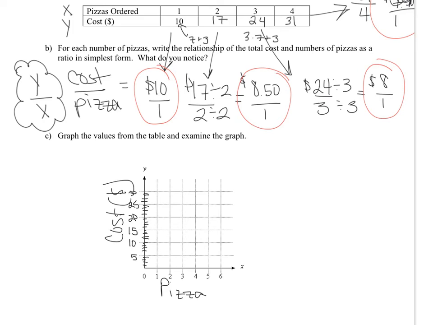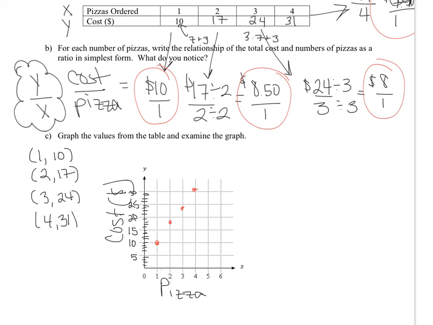Okay. So pulling off my points from the table, I would have (1, 10), (2, 17), (3, 24), and (4, 31). Plot my points. So 1 pizza is going to cost me $10. 2 is going to cost me about $17. 3 cost me $24. 4 cost me $31. And let's think back to 0 pizzas. I have to pay that delivery fee if I call them in.